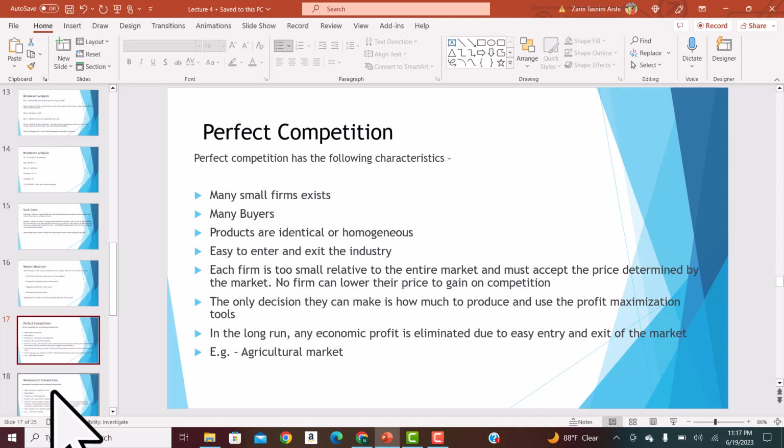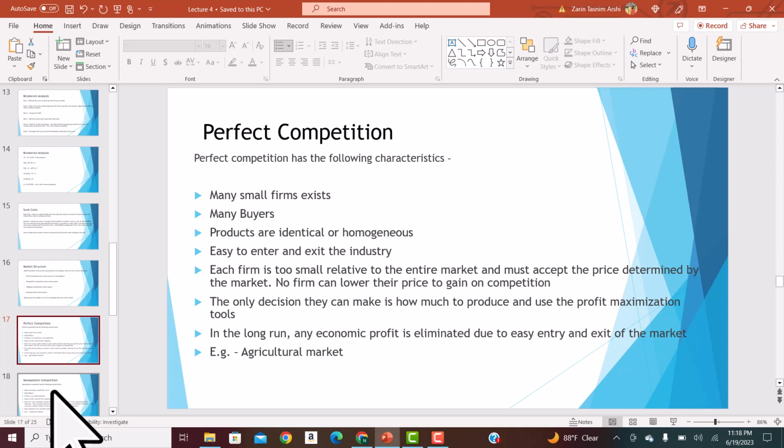The barriers to enter are very low, so you do not need a lot of investment or infrastructure to get into this type of business. Also, you can exit this type of industry anytime you want, so it's relatively easy. Now, each firm is relatively small compared to the entire market or industry, and therefore they are price takers. The businesses do not have control over the price because they are very insignificant compared to the whole market. The only decision the sellers can make is how much to produce, using profit maximizing tools.